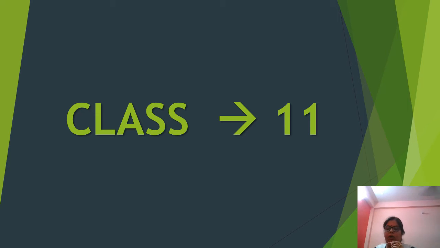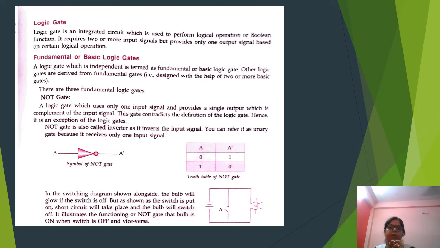Hello students, now we are going to start with a logic gate. We have studied previously in PVT about Boolean laws. Okay, so revise it, and now we are going to make logic gates with the help of laws. Now see what is the first logic gate.